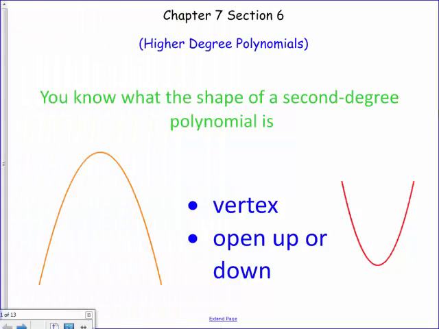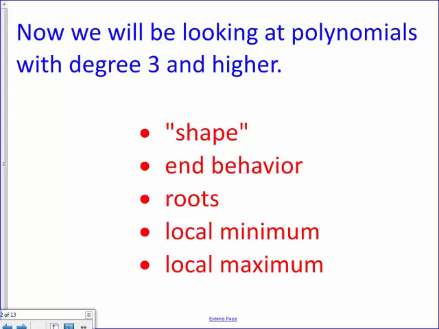All right, let's start looking at some of the characteristics of our higher degree polynomials. We know with our second degree, our parabolas, they have a vertex and they open up or they open down, right? And our vertex, remember, could be a maximum or it could be a minimum. It's pretty straightforward.